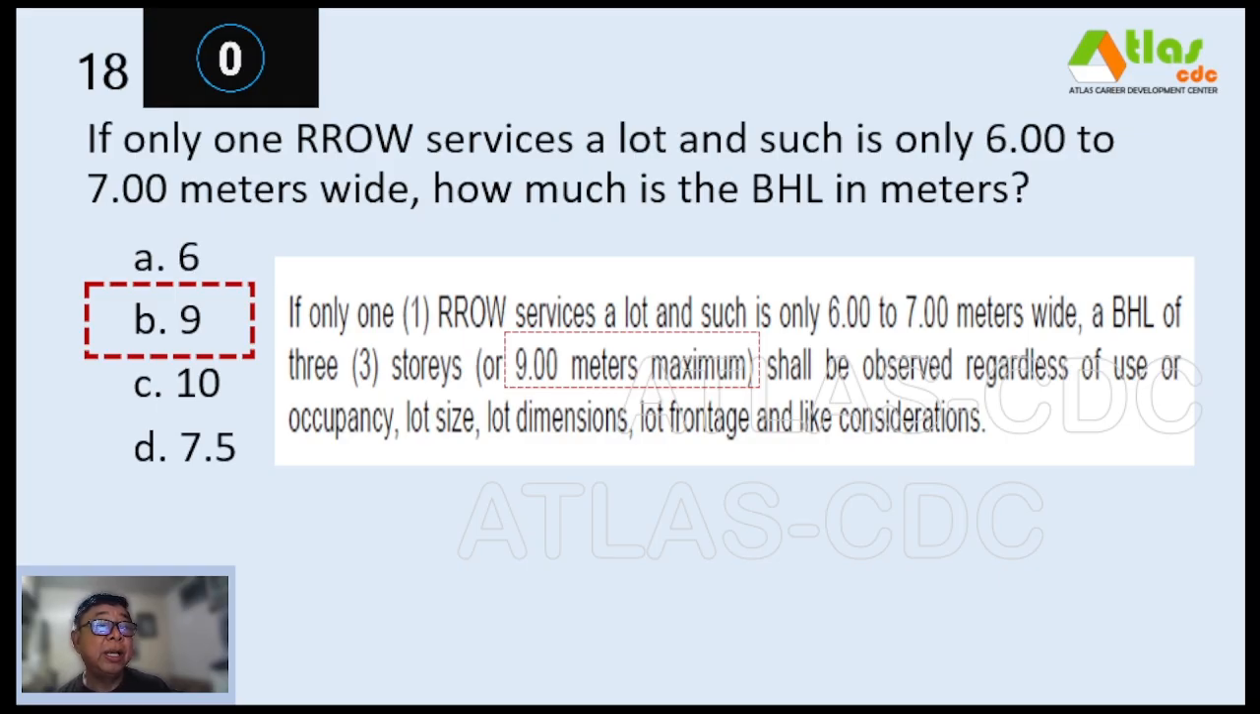So it means, whatever building will be built, whether residential or commercial, if the road that services that inside lot, because this one is a type of lot, only one road servicing a lot, is basically an inside lot, and that road servicing that lot is a narrow 6 to 7 meters wide, which is a minor road if they consider BP 220, so instead of the 3 stories, 10 meters maximum, the height now is 9 meters maximum.